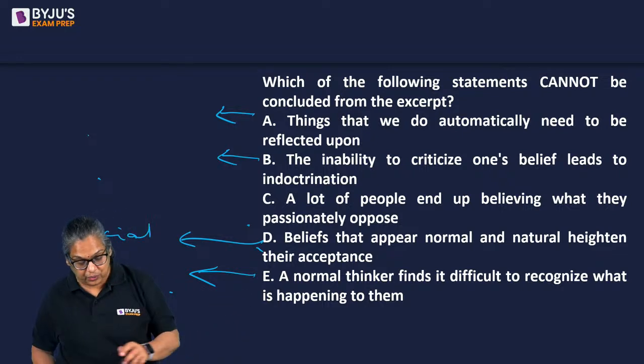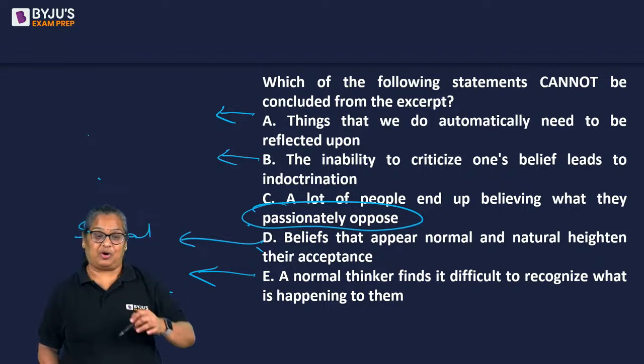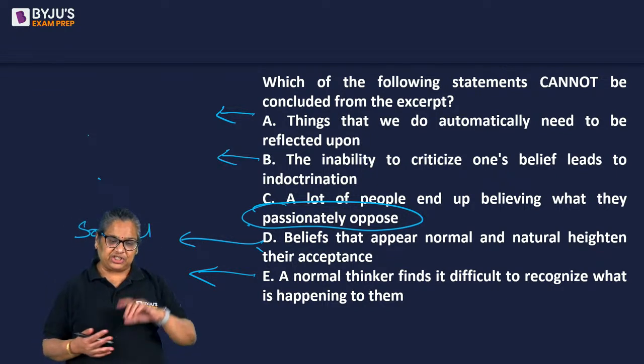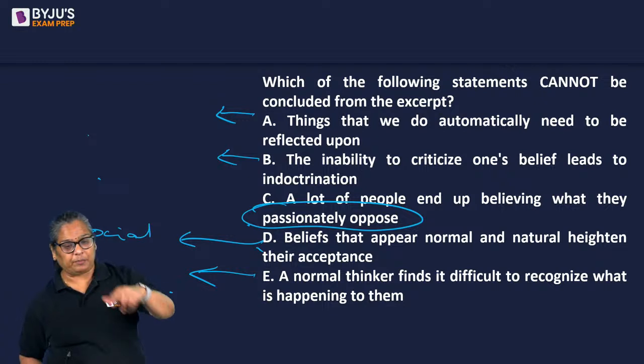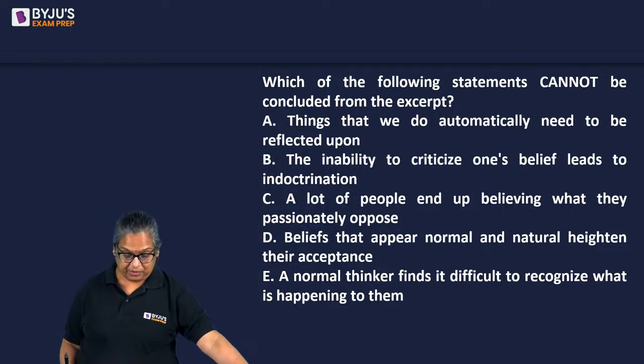But how do you know what you passionately oppose? What you passionately oppose becomes your belief. So if you passionately oppose something, that means you have not been socially indoctrinated. So C is something that cannot be concluded.